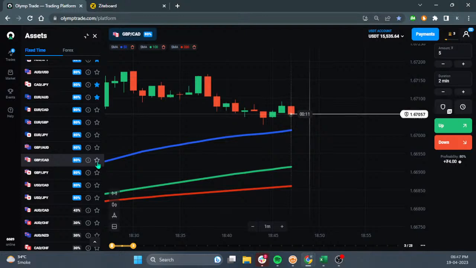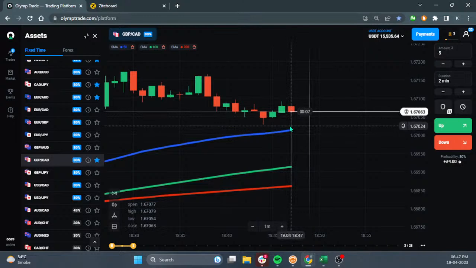I can put a star over here because what I believe is in a minute, maybe we might have a chance to make a trade over here. Okay.